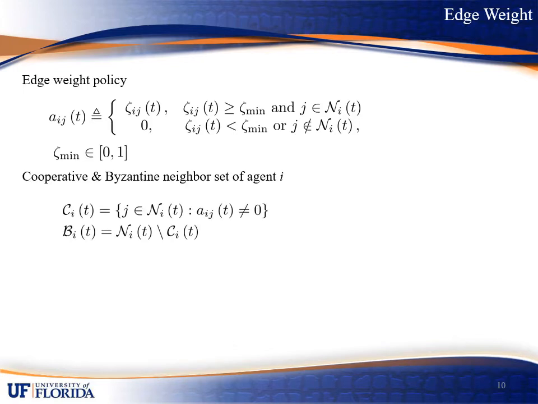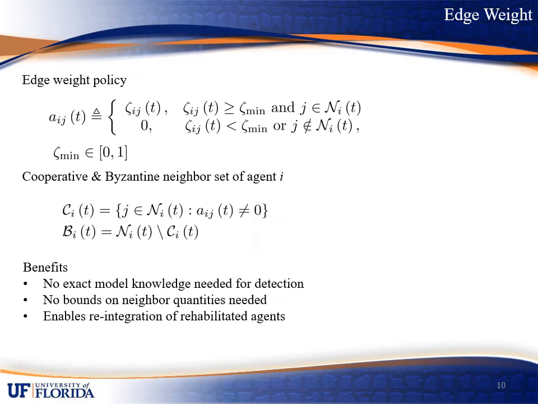Here is a reminder of the construction of the cooperative and Byzantine neighbor sets for agent i, which are functions of the edge weight policy, which depends on the reputation model presented earlier. There are several benefits to this construction, namely that exact model knowledge and knowledge of upper bounds on neighbor quantities are no longer required for detection as provided in our preliminary work, and moreover, the reputation model enables the reintegration of rehabilitated agents. For example, suppose that agent j were to become a Byzantine neighbor of agent i. If agent j were to eventually start communicating true state information about itself to all its neighbors, the reputation that agent i has for neighbor j would then increase, and once it goes above the zeta min threshold, agent j would then be allowed into the cooperative neighbor set of agent i.